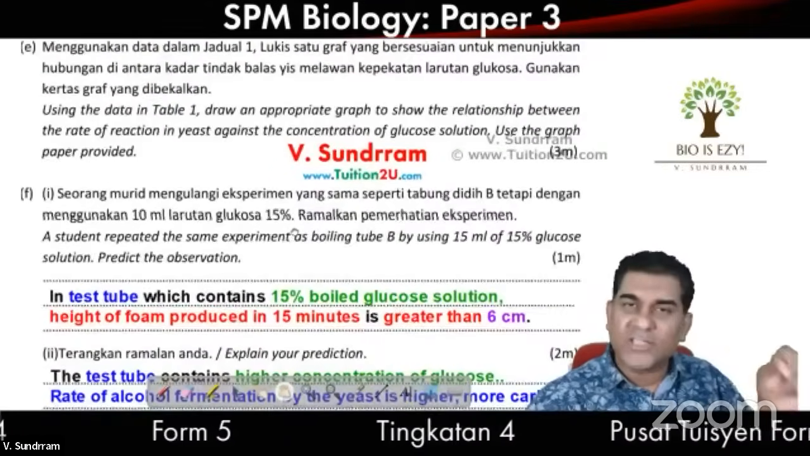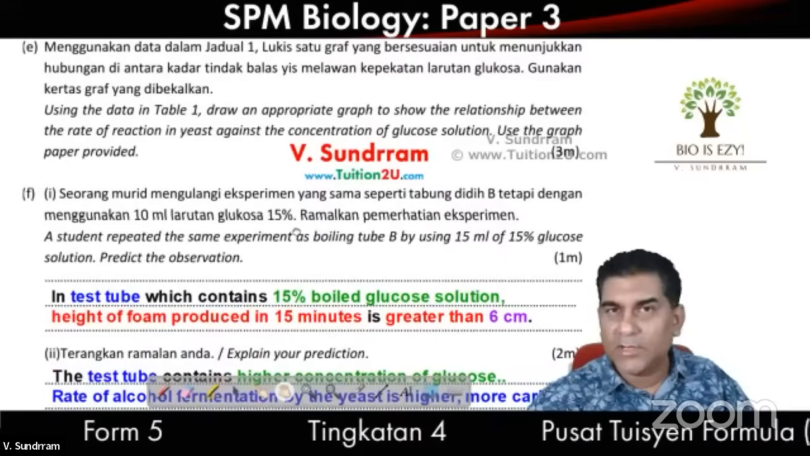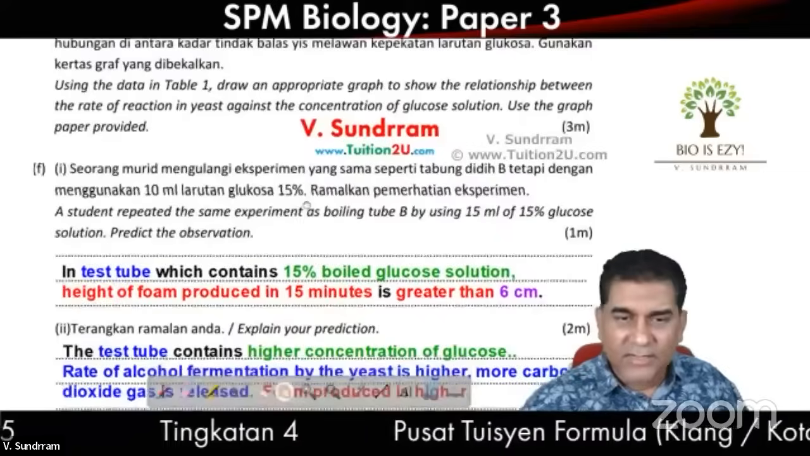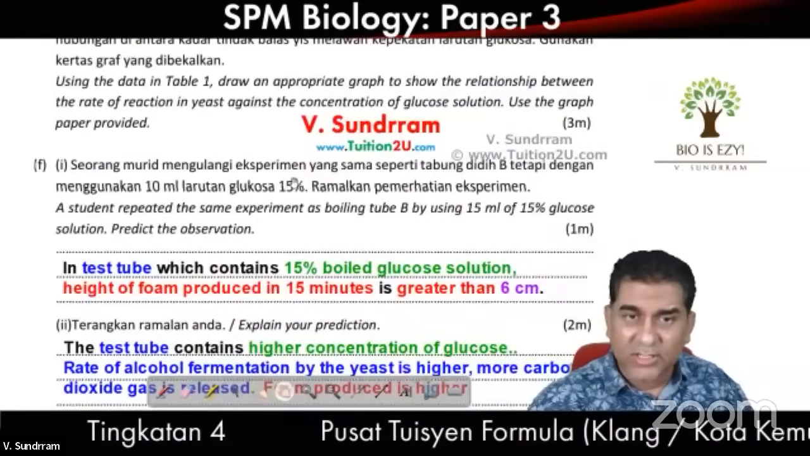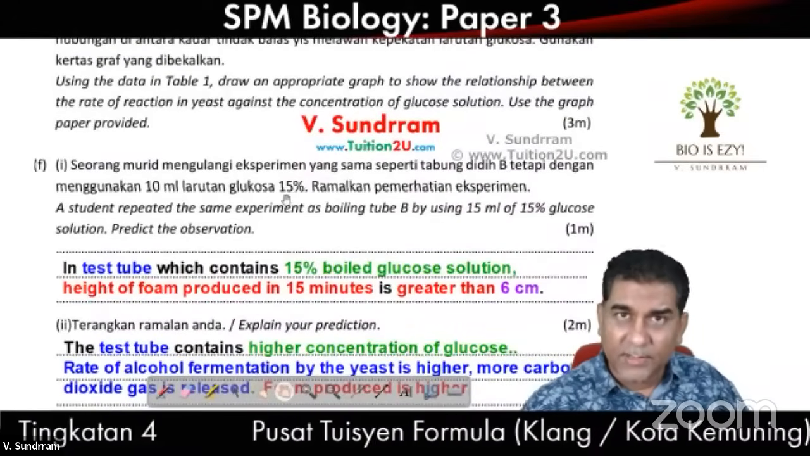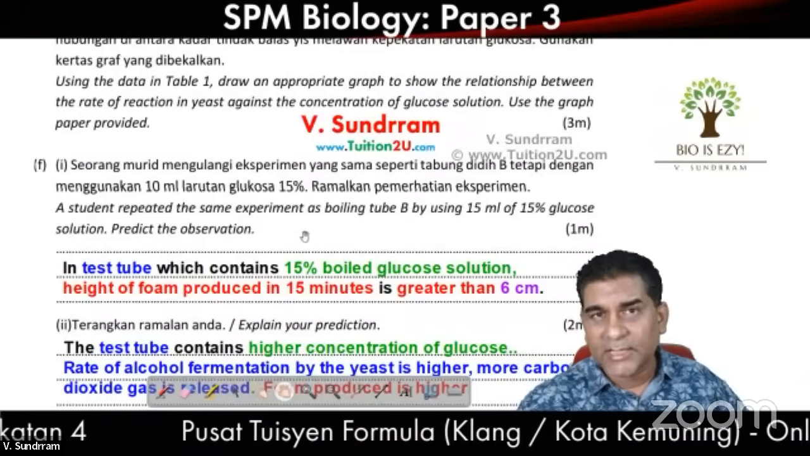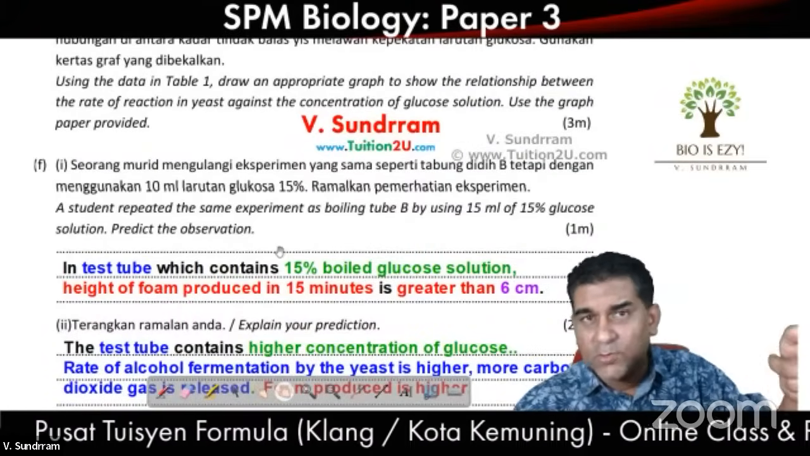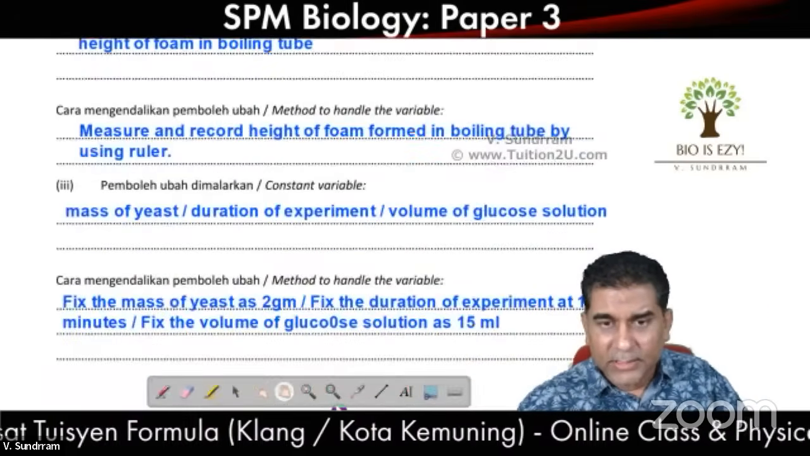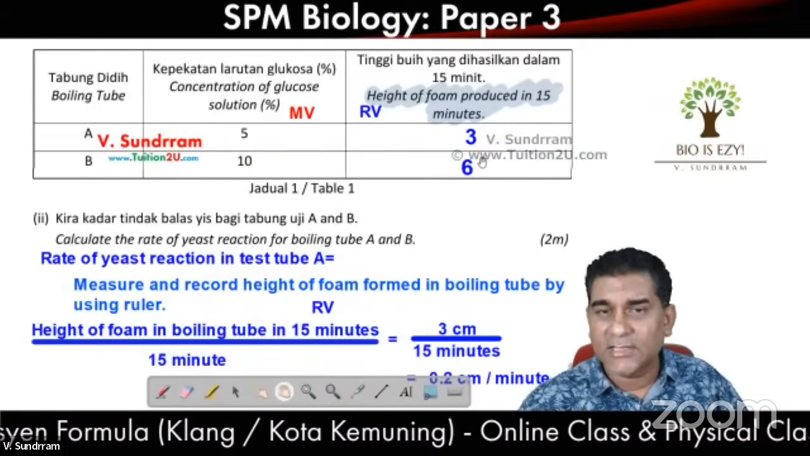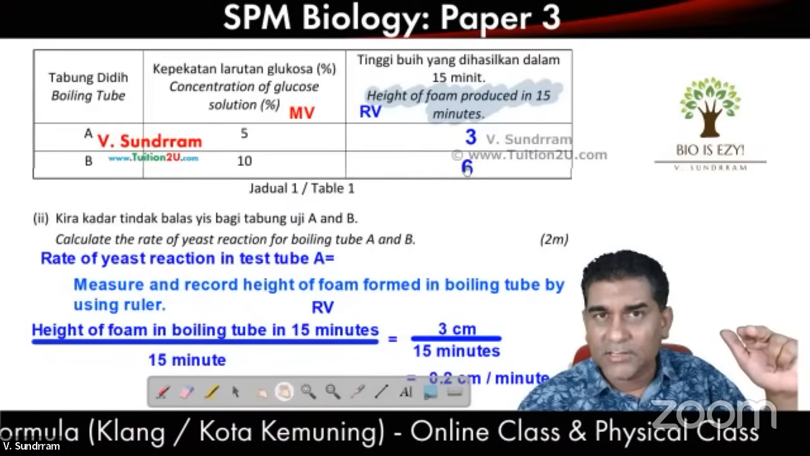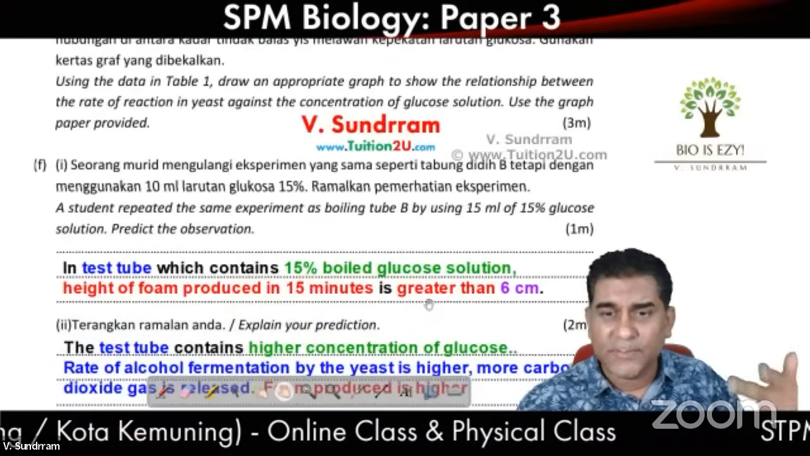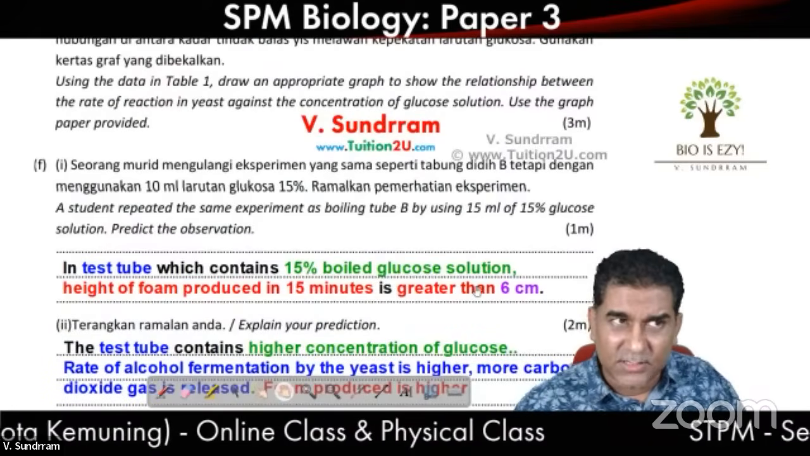Okay, from there, prediction as usual. For prediction, we are going to change one of the manipulated variables, or maybe one of the precautionary measures. What I've done here is I have changed the manipulated variable. The question has 5%, 10%. I just randomly put 15%. You know the technique. Make sure you use the data. The height was 6 centimeter.